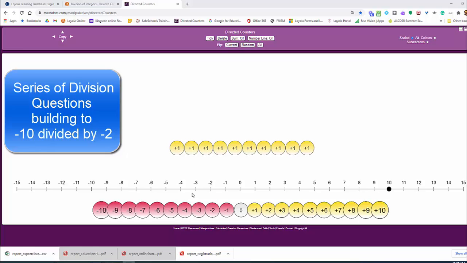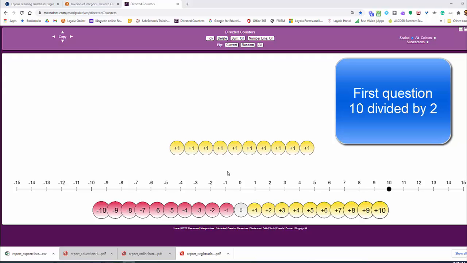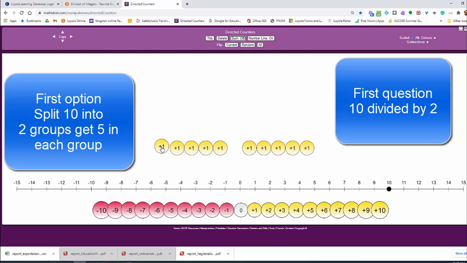Good, look at division now. And remember, the order does matter. We're going to say 10 divided by 2. One way we think about it is if we take the 10 and split it into two groups, how many are in each group? We get 5 in each group. That's one way of doing this.